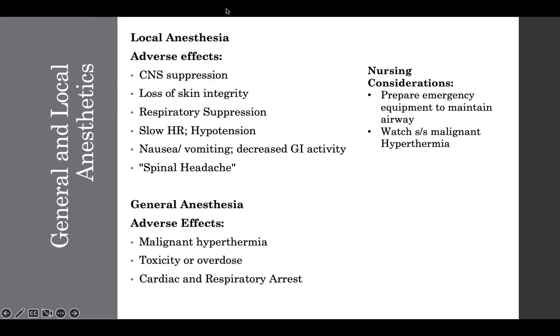Do you guys know what a spinal headache is? No. Okay. It is not increased ICP.